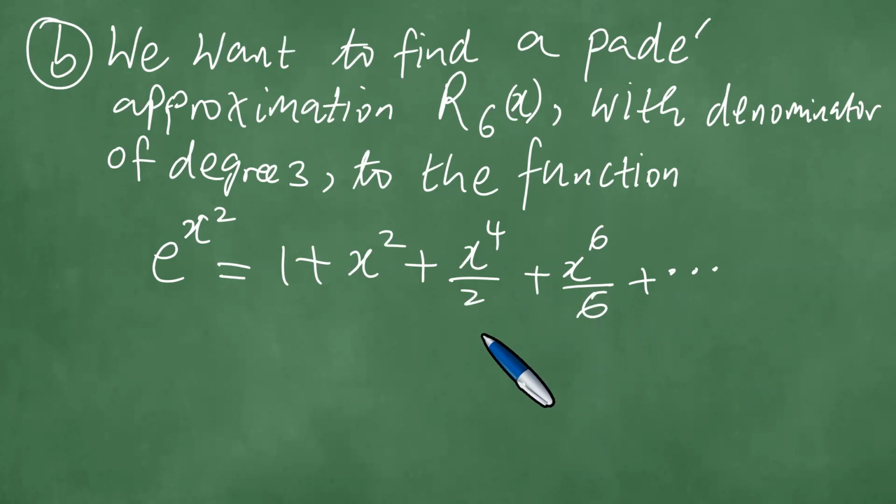Right, we want to find a Pade approximation of degree 6. Okay. With the denominator of degree 3. So the denominator is of degree 3, it means the numerator is going to be of degree 3, because if you add the degrees of the numerator and denominator, you get the degree of the rational function.